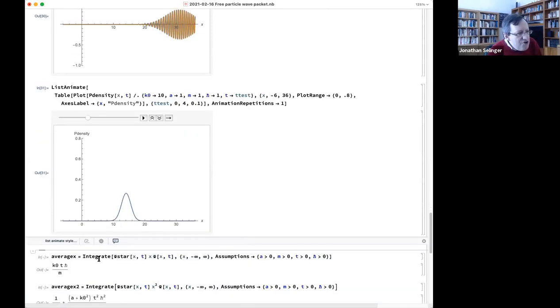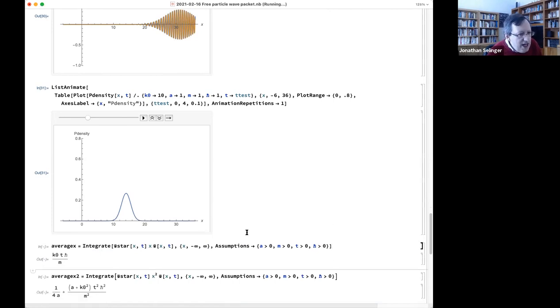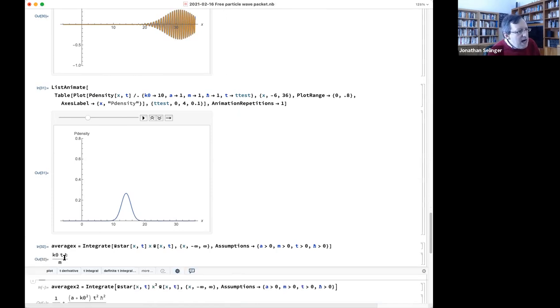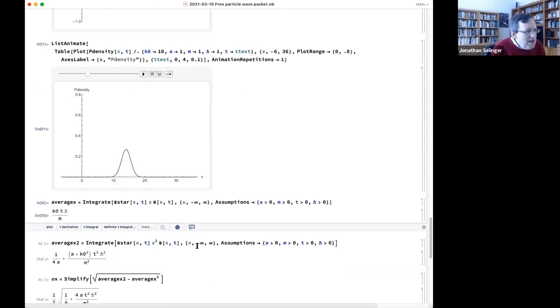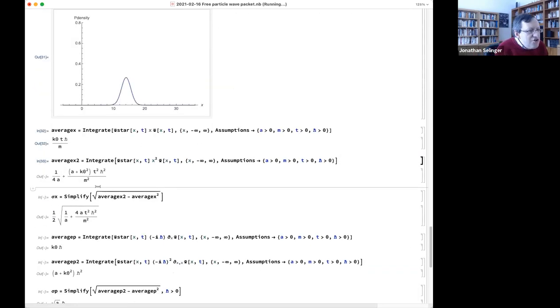So we can calculate averages again. We can calculate the average of x in our usual way, with this integral sandwich, and we get an average x that's now proportional to time. That's like what you know from university physics for a classical particle, that if it starts off moving with some initial velocity, then x is going to be proportional to time. And there's an average x squared, like this. So there's an uncertainty in x, which is gradually increasing.